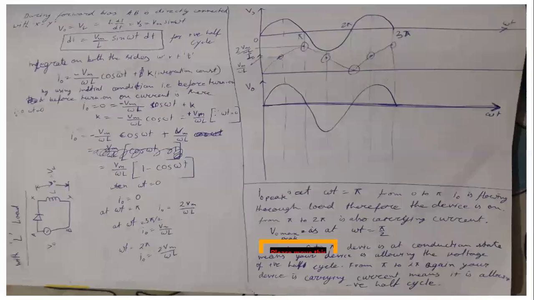Okay, so this is the half wave rectifier with L load. This is also an uncontrolled rectifier. During forward bias, AB is directly connected with XY. So V naught equals, V naught means output voltage.